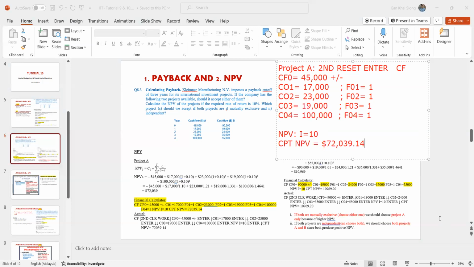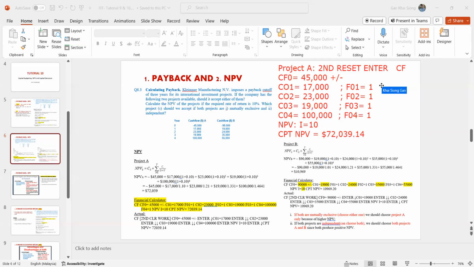So NPV is larger than 0. Good to proceed. But again, we still want to do comparison between these two investments first. So that's what you need to write when it comes to exam.